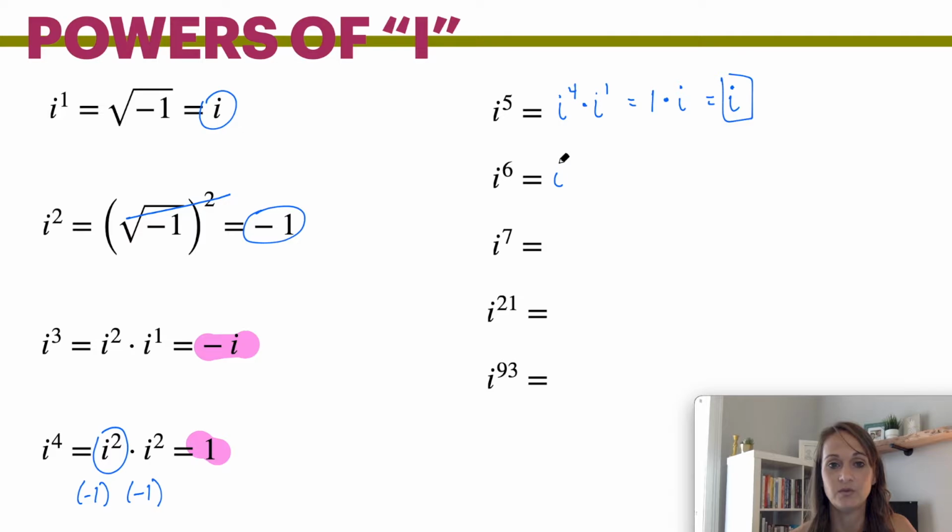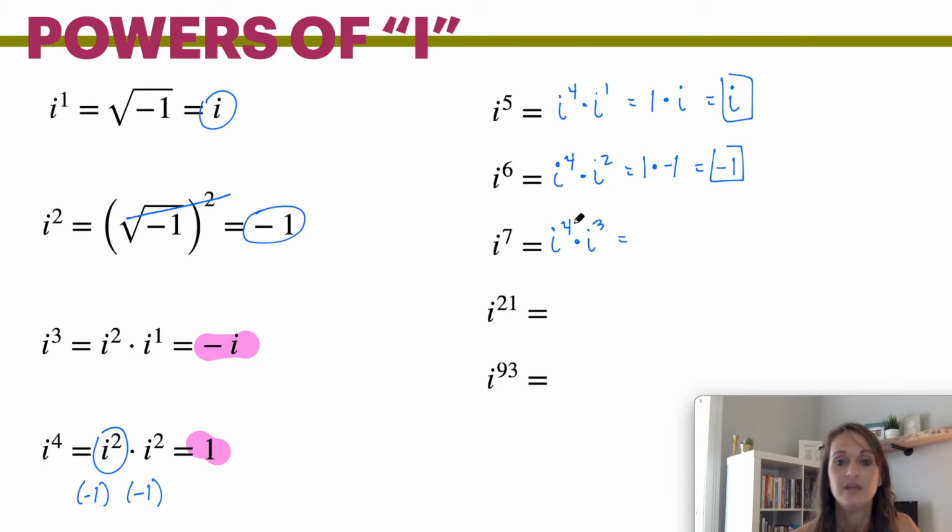i to the 6th can be written as i to the 4th times i squared. i to the 4th we already know is the number 1, and we know that i squared is the number -1. And so 1 times -1 is -1. i to the 7th can be written as i to the 4th times i cubed, because 4 plus 3 is 7. We know that i to the 4th is the number 1, and we know that i to the 3rd is -i. 1 times -i is just -i.